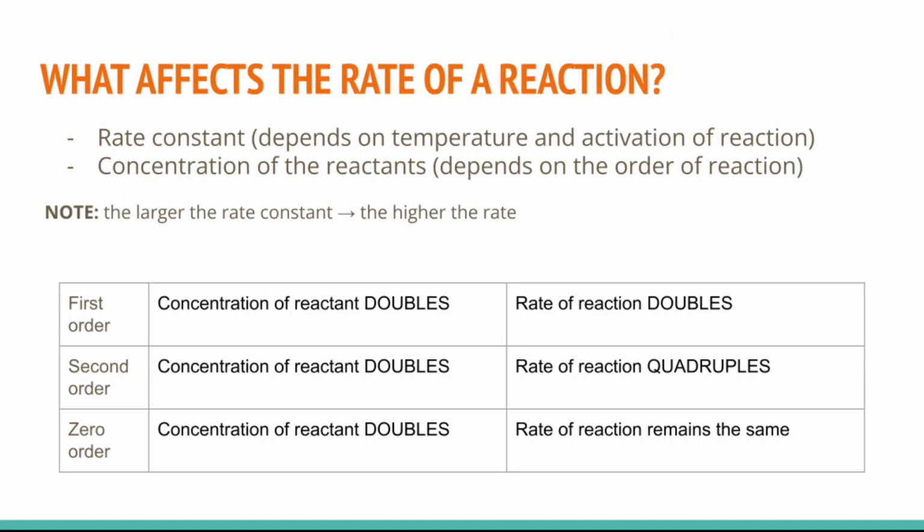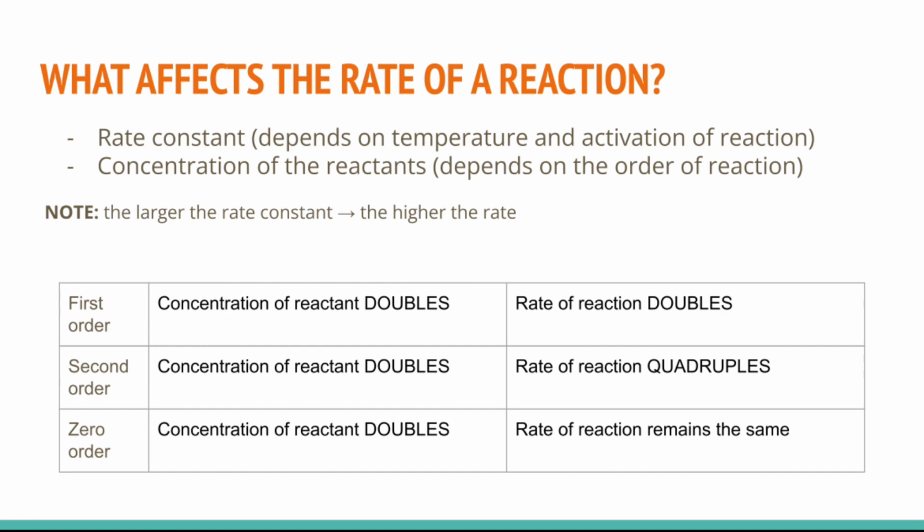What affects the rate of a reaction? There are two things that can affect the rate of a reaction. These are the rate constant, which depends on temperature and the activation energy of the reaction, and the concentration of the reactant. But this depends on the order of the reaction, and we'll get into what this means. For all cases, the larger the rate constant, the higher the rate. In this table below, we list some orders that we have to know and their effects on the rate if you change the concentration.